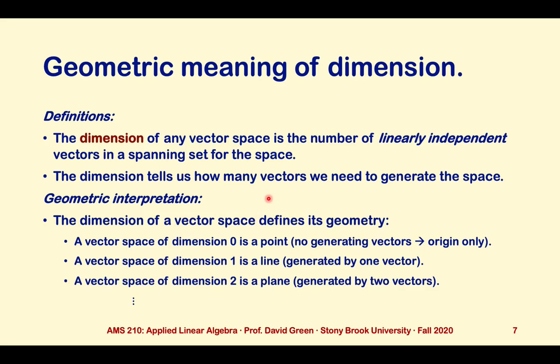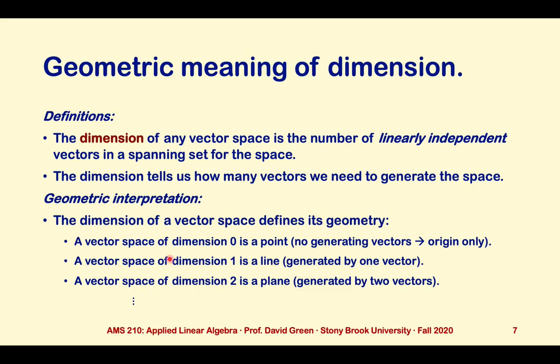What does dimension mean geometrically? Right? It's the number of linearly independent vectors in a spanning set. It tells us how many vectors we need to generate the space. What's the number of vectors in the set that we're going to use to create the vector space? So let's think about this geometrically.